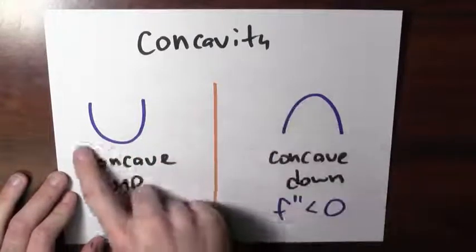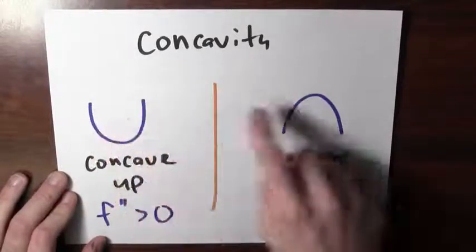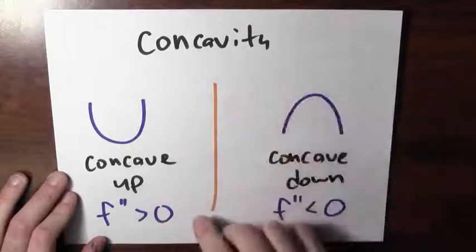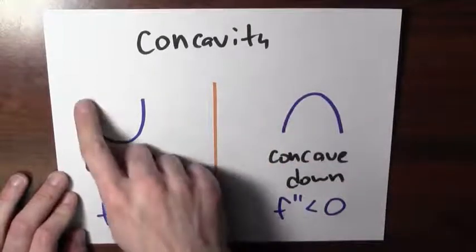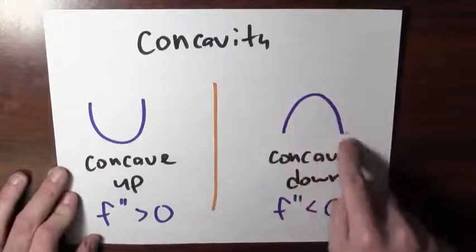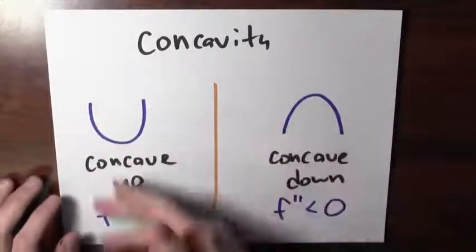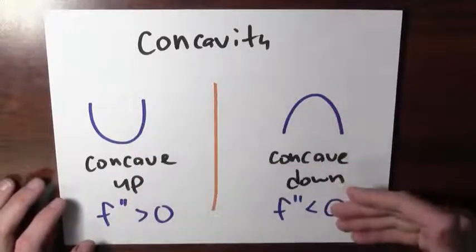Now note, it's not just increasing or decreasing, but this concavity is recording the shape of the graph in some sense. Positive second derivative makes it look like this. Negative second derivative makes the graph look like this. And I'm just labeling these two things, concave up and concave down. And this makes sense if we think of the second derivative as measuring the change in the derivative.